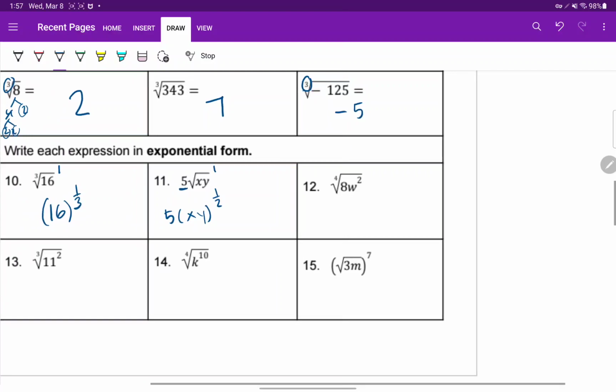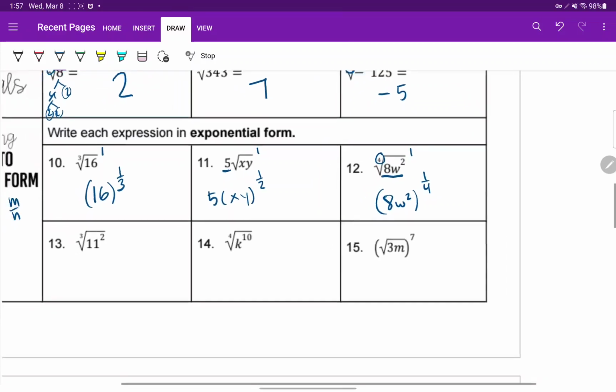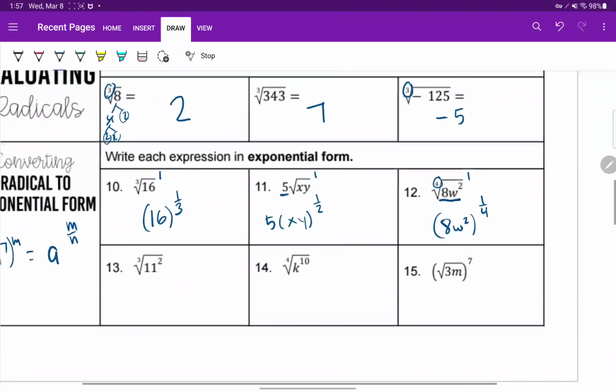For number 12, same thing. I have a radicand of 8w squared, so that is my base. The power is a 1 on the outside, and my index we can see is 4, so it's going to be 1/4.